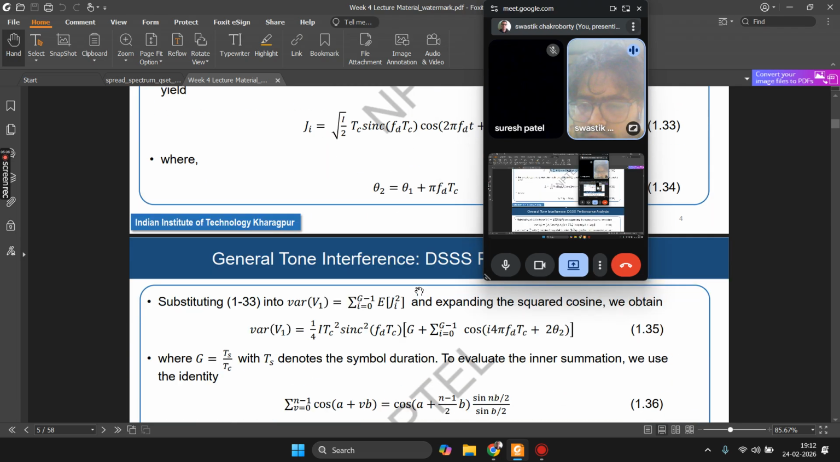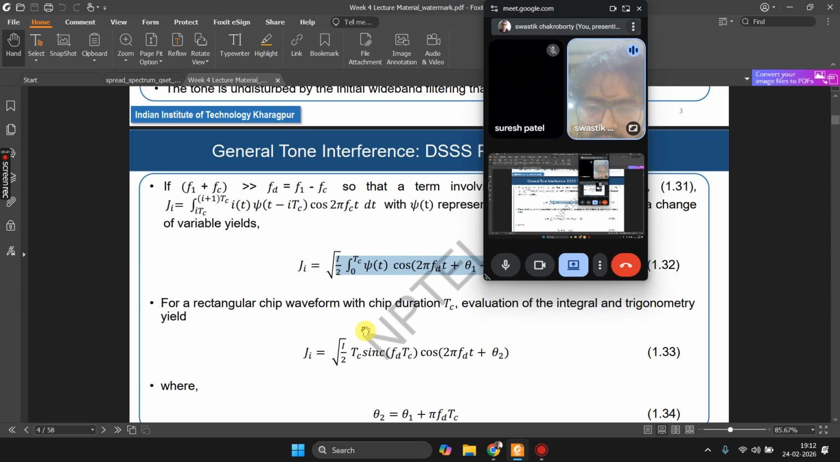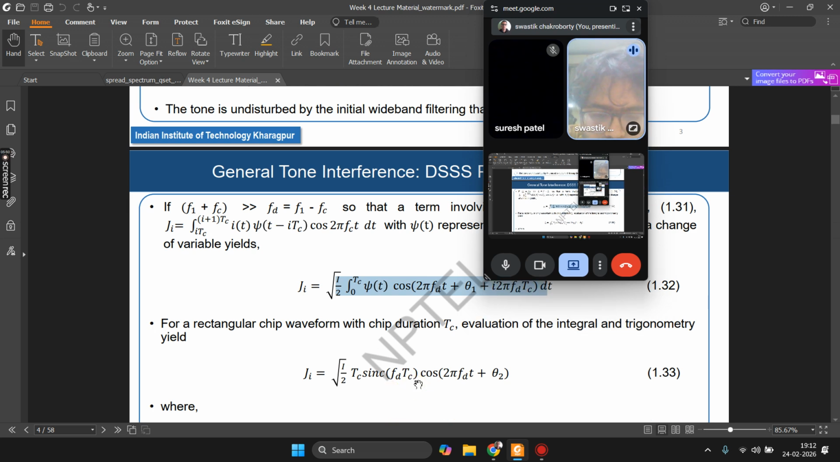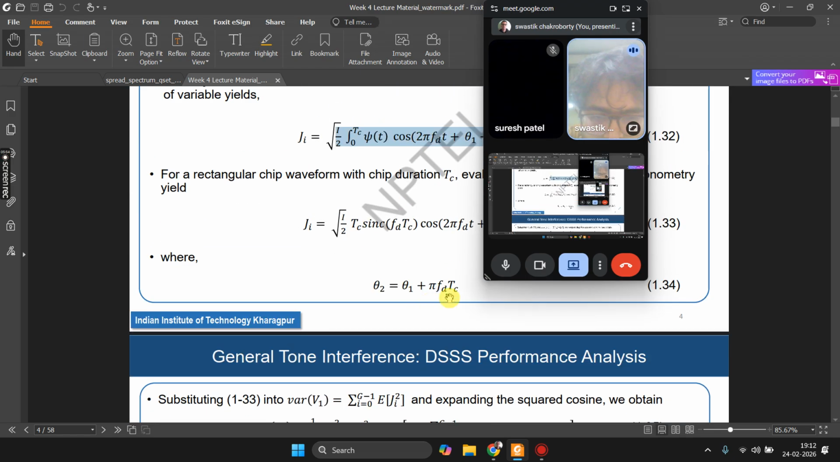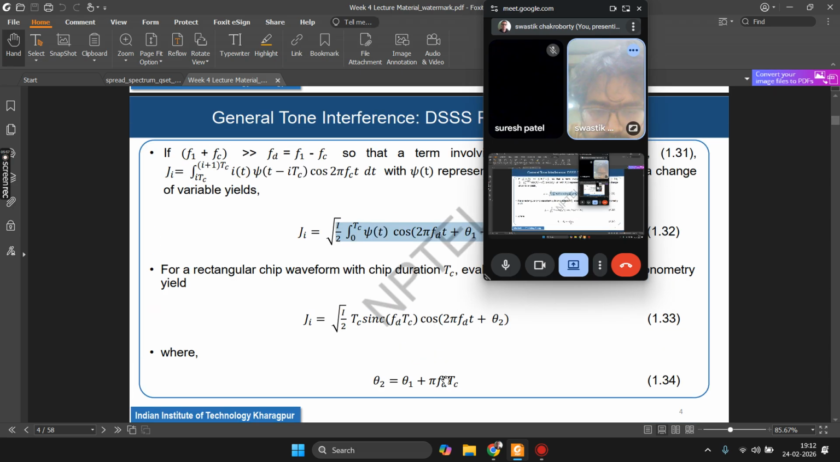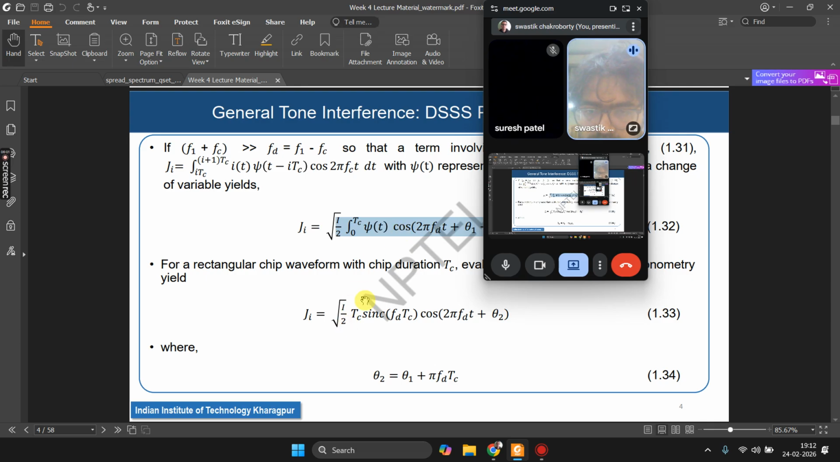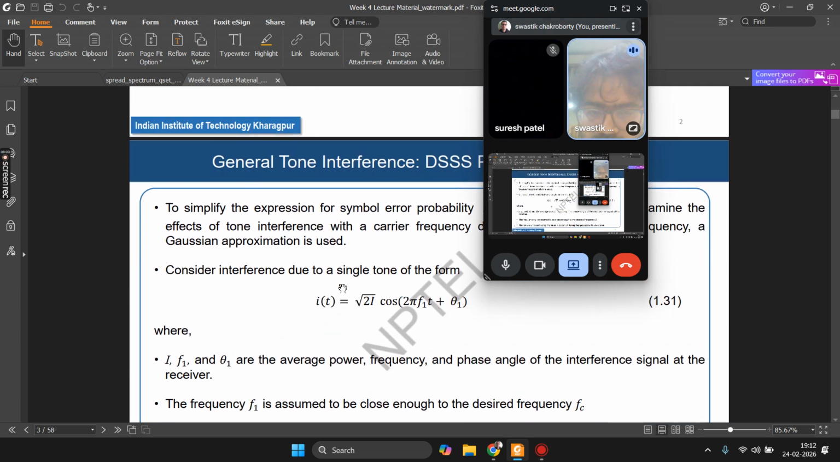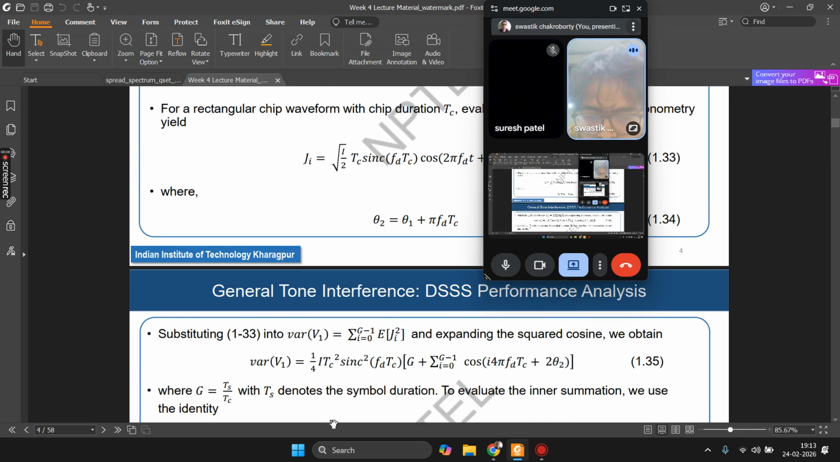For a rectangular waveform, the evaluation of the integral will yield this kind of structure: Tc sinc(fd Tc) cos(2 pi fd t + theta 2), where theta 2 is theta 1 plus pi fd Tc. Here Tc is the chip duration, or chip coherence time.